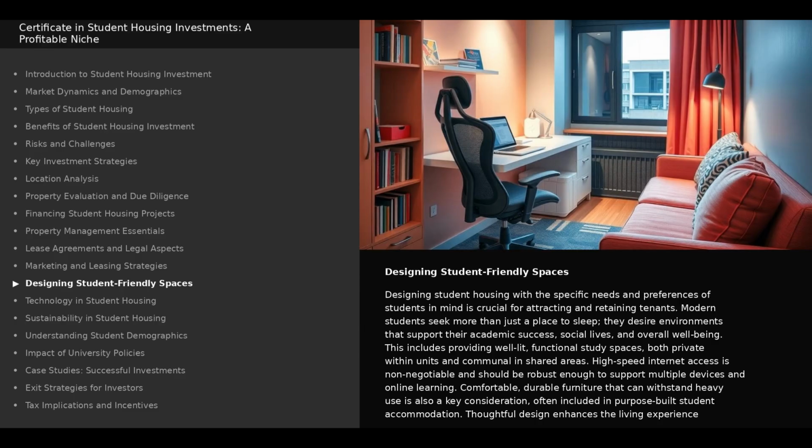This includes providing well-lit, functional study spaces, both private within units and communal in shared areas. High-speed internet access is non-negotiable and should be robust enough to support multiple devices and online learning. Comfortable, durable furniture that can withstand heavy use is also a key consideration, often included in purpose-built student accommodation. Thoughtful design enhances the living experience significantly.